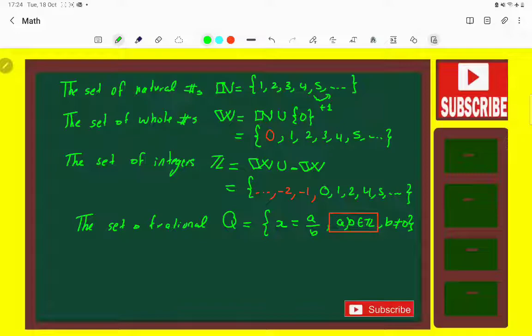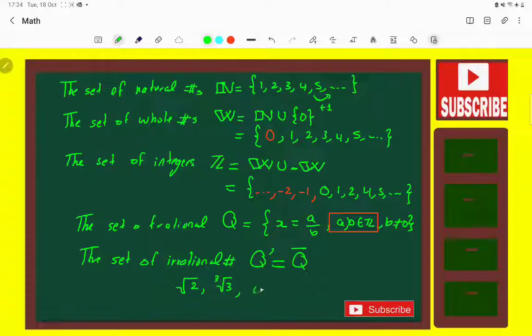Based on this, I can define a new set, the opposite set, which is the set of irrational numbers. Simply, this set includes the numbers that are not rational. That's why I can call it Q prime, and it's the complement of the set Q. Examples are radical 2, radical 3, the cube root of 3, pi, the exponential e, logarithms like log 3 and ln, and other examples. All these numbers are not rational numbers and they belong to the set Q prime.